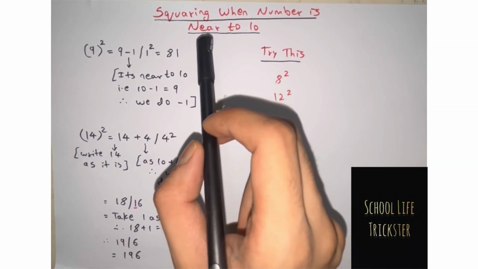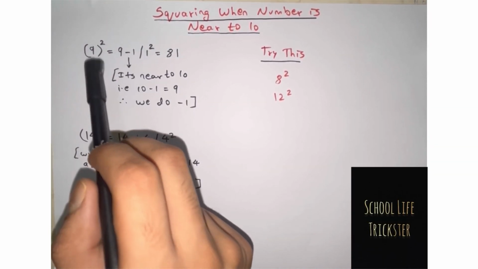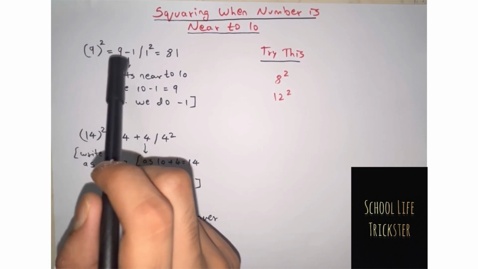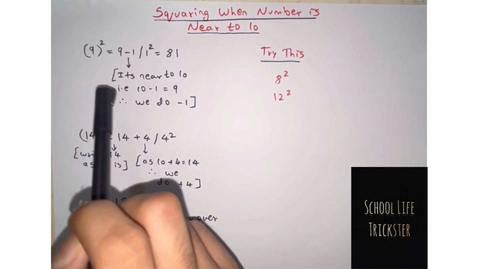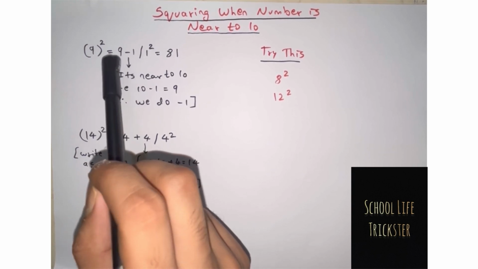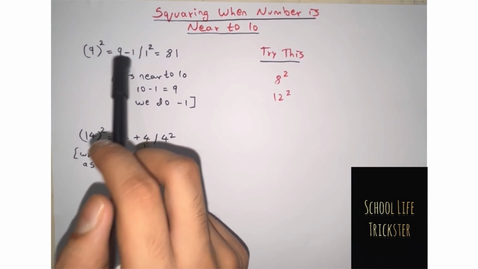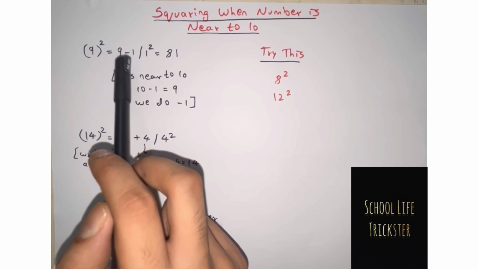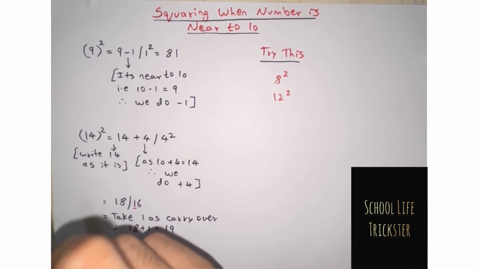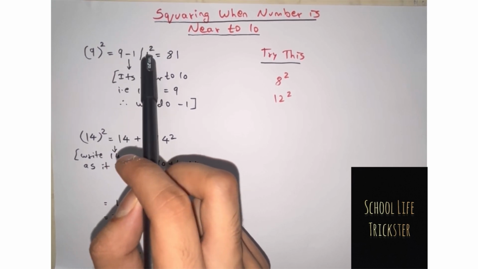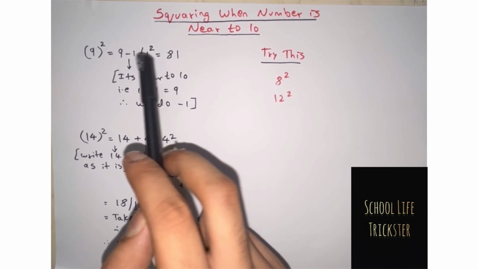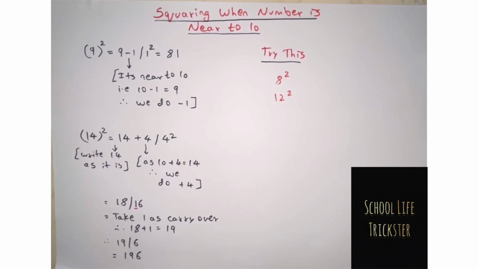Squaring when the number is near to 10. Now 9 square: as 9 is near to 10, how to solve this? 9 minus 1 and 1 square. It's near to 10, that is 10 minus 1 is 9, so we do 9 minus 1. Basically we write this 9 as it is and minus 1, because 10 minus 1 is 9, so we write minus 1 over here, and this 1 we take as 1 square. So now 9 minus 1 is 8 and 1 square is 1, so 9 square is 81.